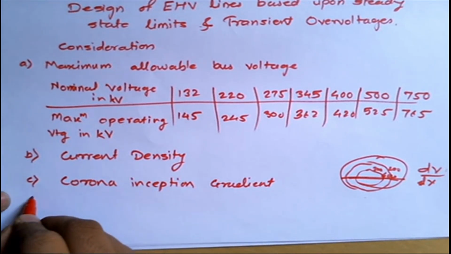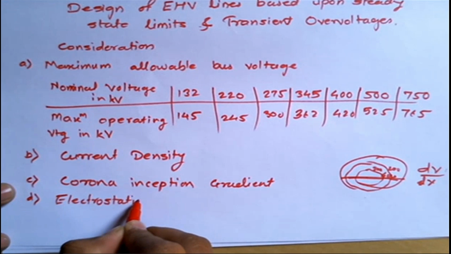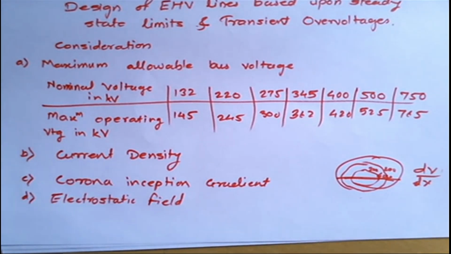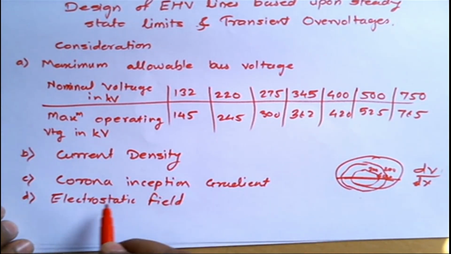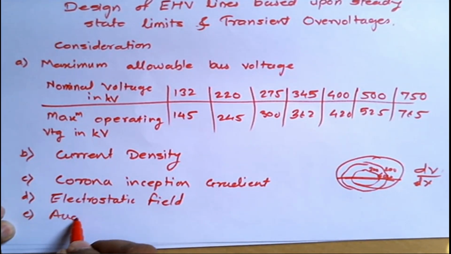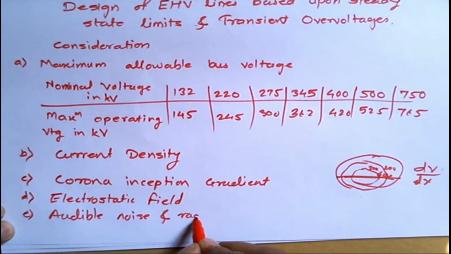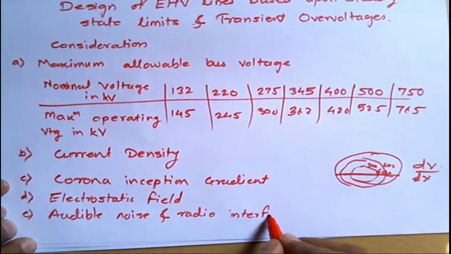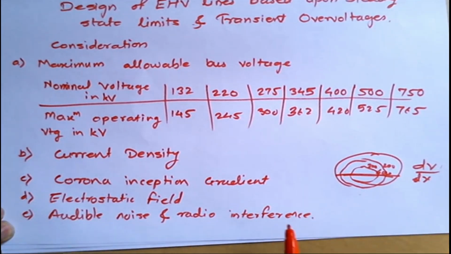The fourth point is nothing but the electrostatic field. See, if this electrostatic field increases beyond the breakdown voltage of air, then corona occurs. So this is also an important point to get the steady state design or limit. Next is audible noise and radio interference. We are going to see it in detail, which are the values at which we will get the steady state limit.